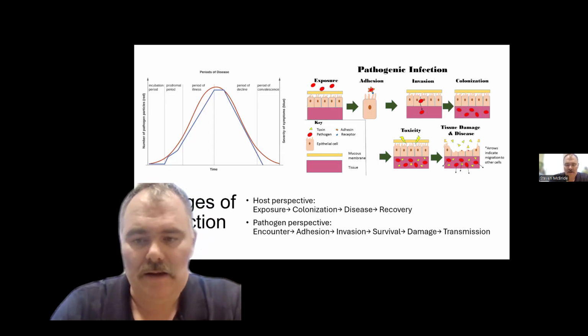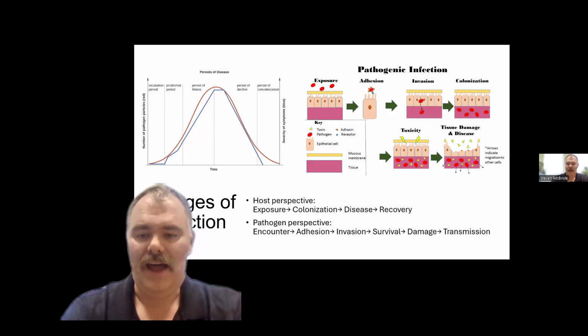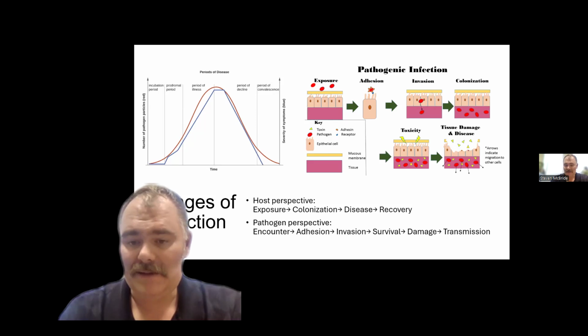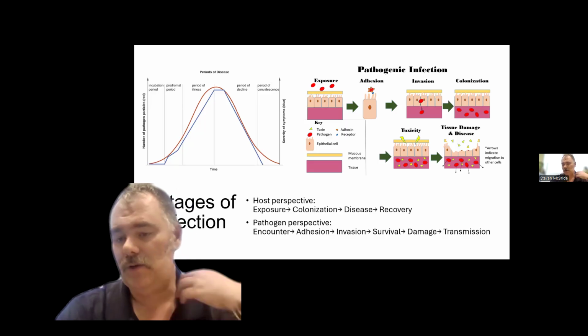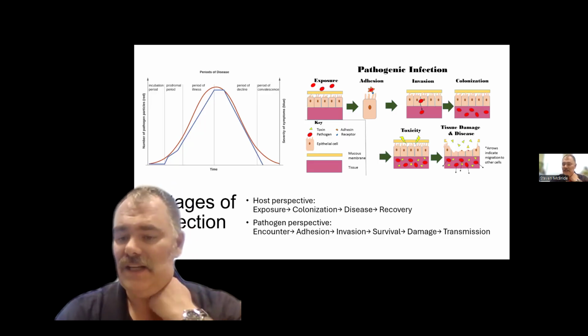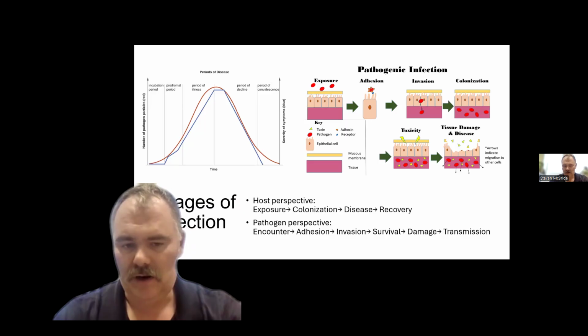First, the pathogen encounters the host. Next comes adhesion, where the microbe attaches to host tissues. After that attachment, some pathogens invade deeper tissues, survive host defenses, cause damage, and eventually transmit to a new host. Notice that adhesion occurs very early in this process. If a pathogen cannot attach, the remaining stages often never occur.